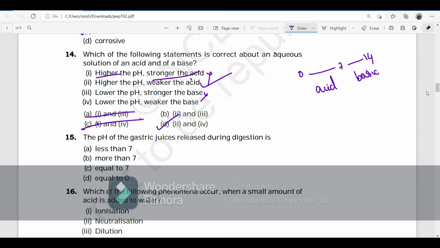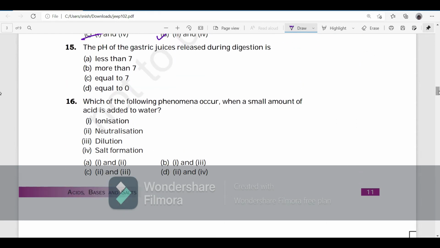Next. The pH of gastric juices released during digestion. Gastric juices, of course, will have a pH of about 1.2 to 1.8 or so. It's very acidic and it is of course less than 7.